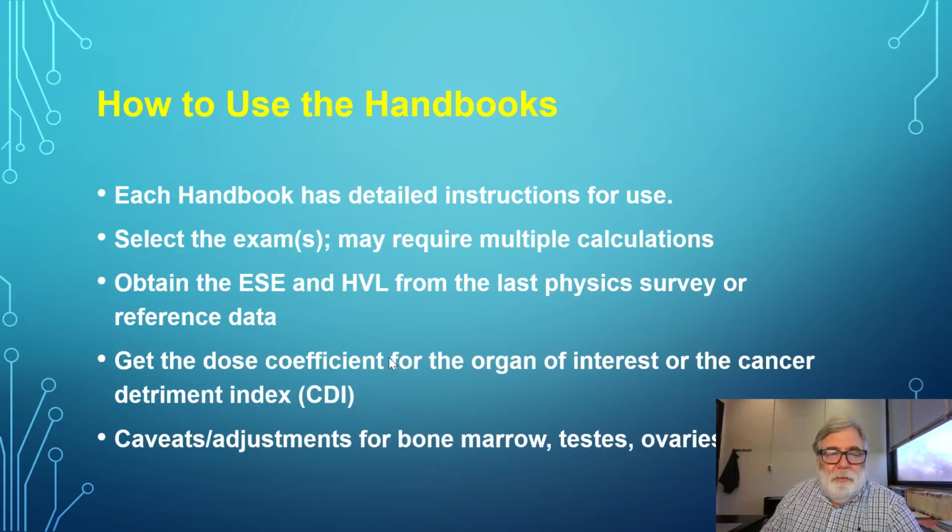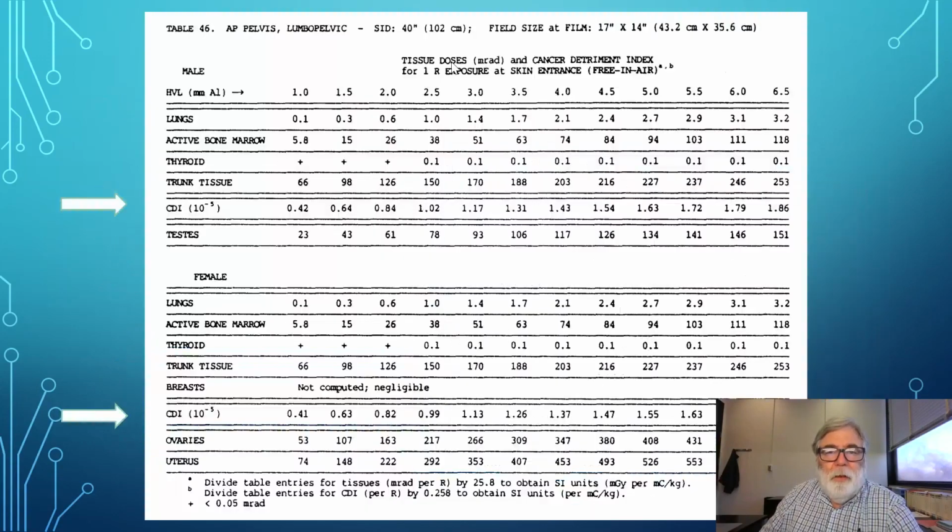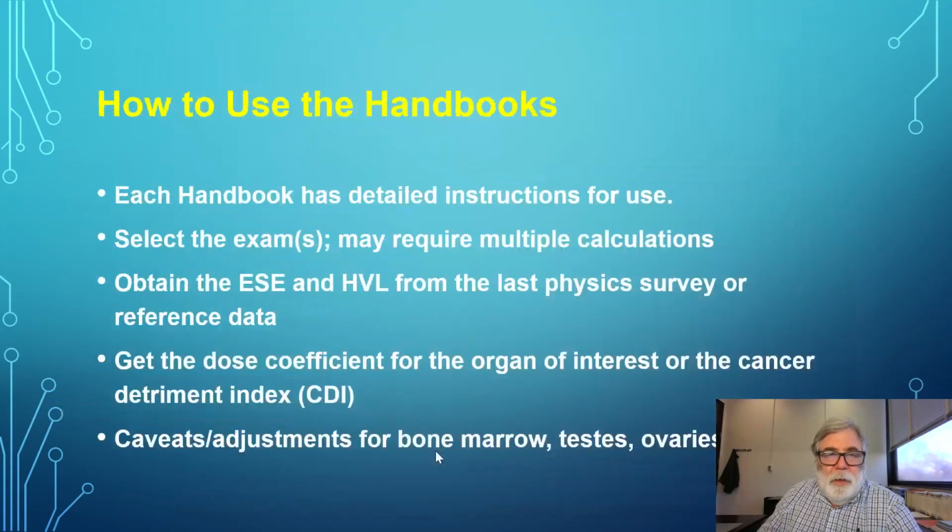The next thing you do is go get the coefficient that I just showed you for the particular study, for the particular HVL. You get your coefficient. This is for, as I said, an AP pelvis, a female AP pelvis. We want to get the dose to the, or the cancer detriment index. Knowing our HVL, we get the coefficient, and we multiply it by what the entrance skin exposure is for the mass that was used, milliamps times seconds, that was used in the study.